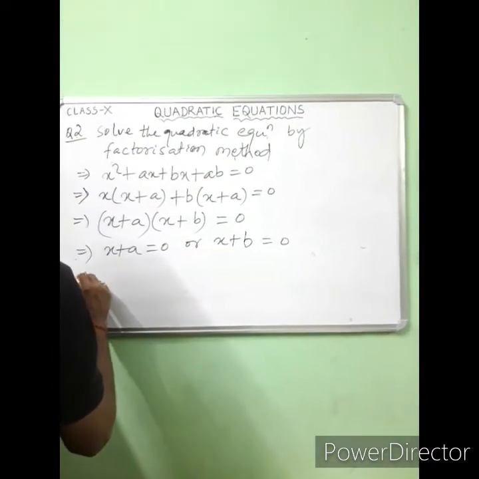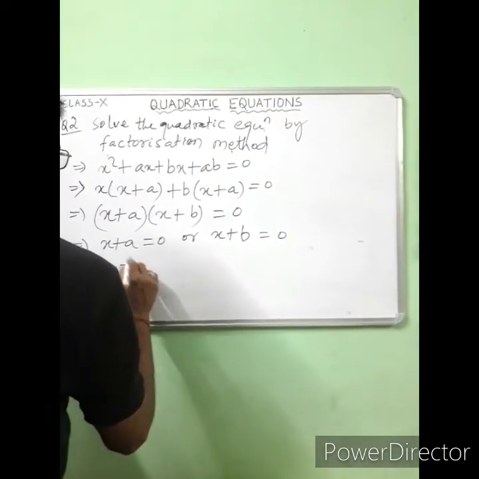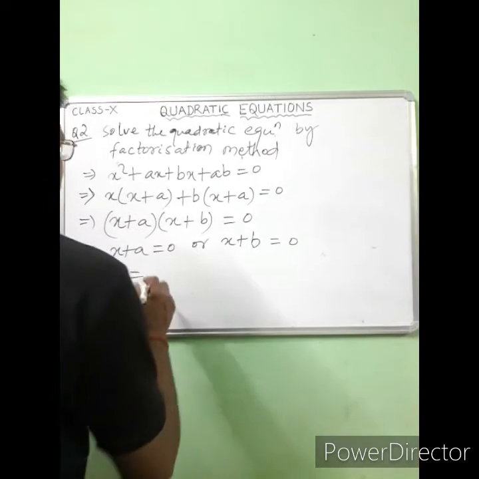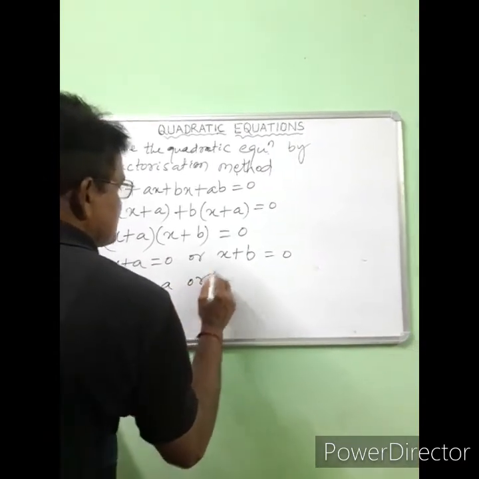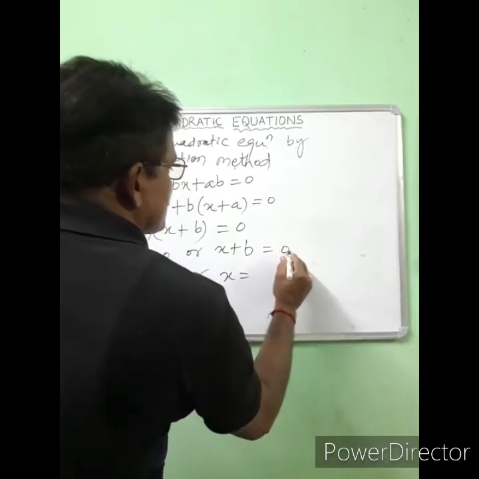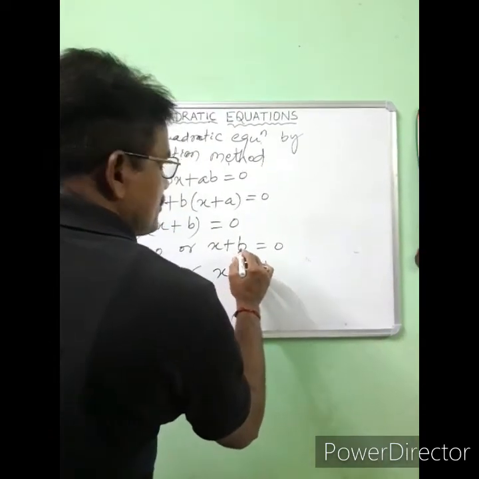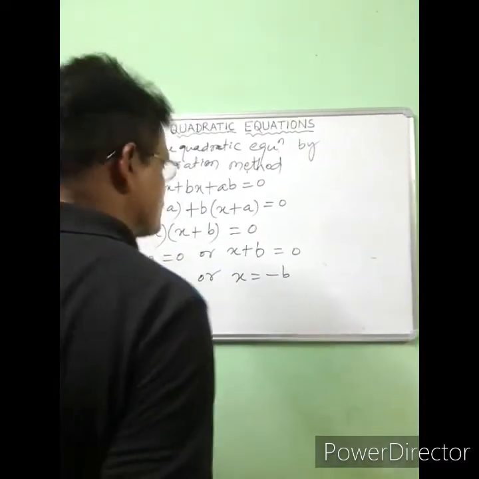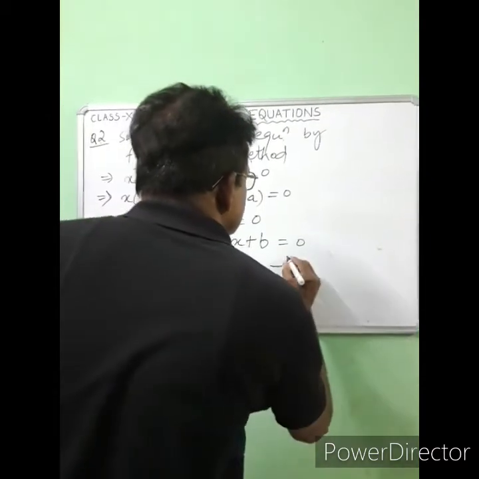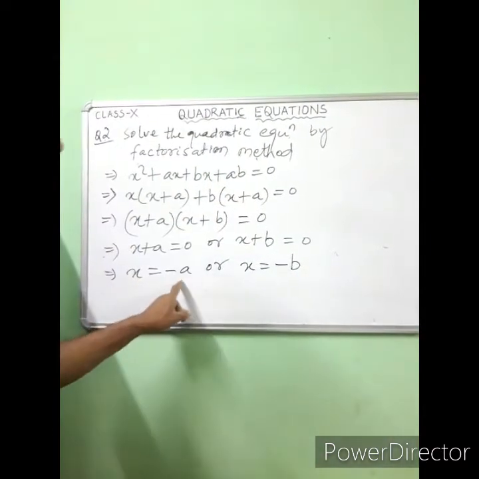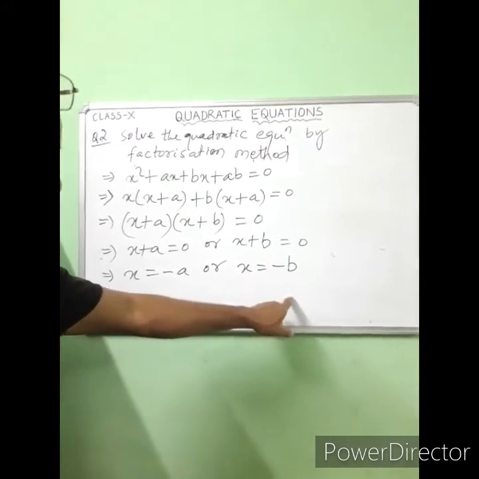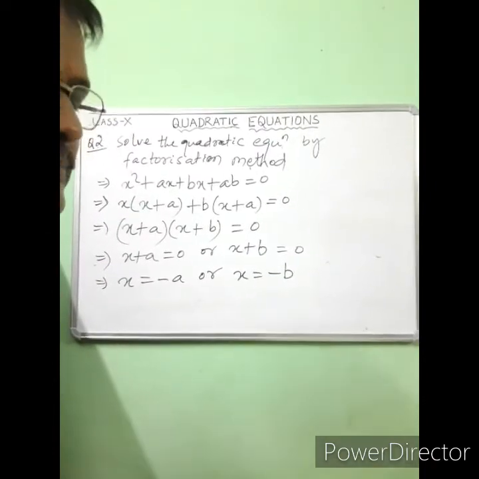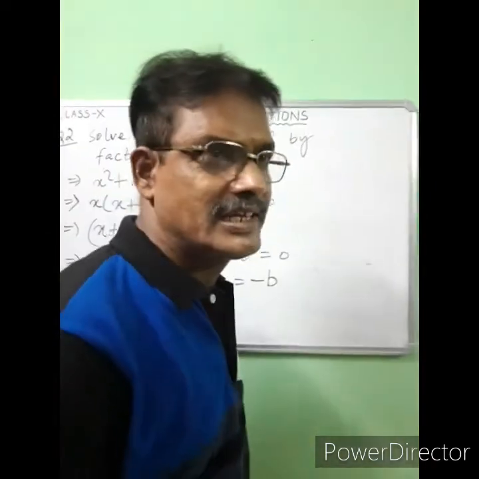Clear? Now x is equal to, here plus a will come to the right side, which means minus a. Similarly, plus b will come to the right side, which means minus b. So x is equal to minus a, or x is equal to minus b. These are the two solutions, or two roots, of this quadratic equation. Okay. Next, nature of roots.